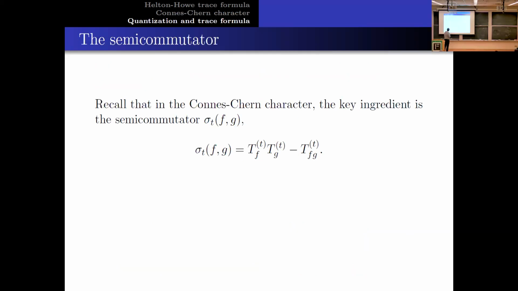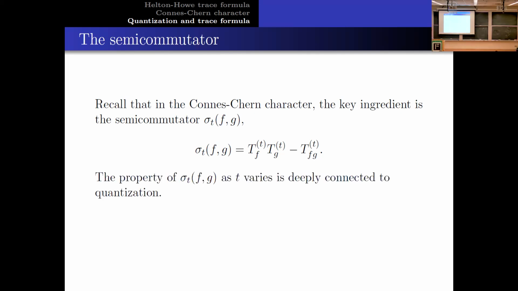Great, so let's continue our discussion. So you can see that to answer the questions we just asked, we need to start with looking at the building block in the Connes-Chern character, this semi-complicated one. So this is actually, for people who are familiar with quantization, like the quantization asymptotic expansion formula, kind of the first term. So actually, this is related to quantization.